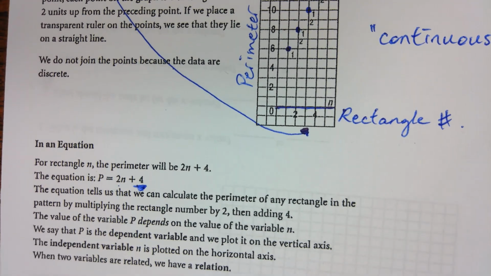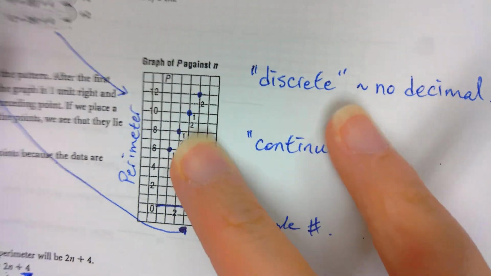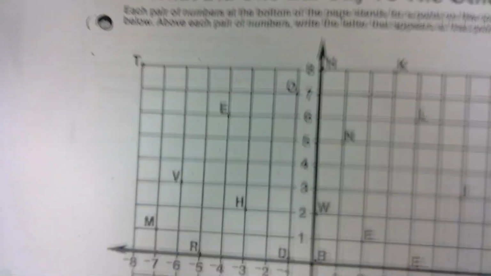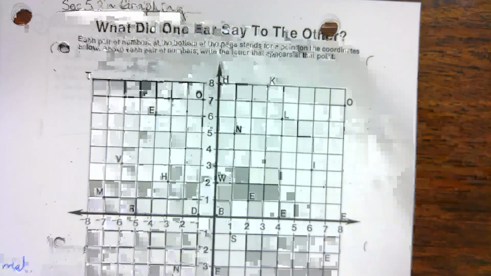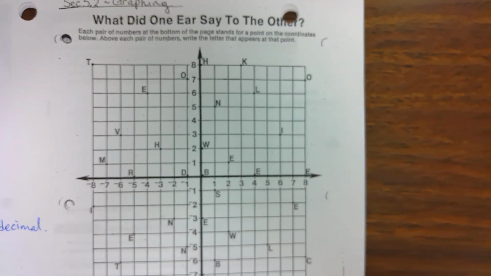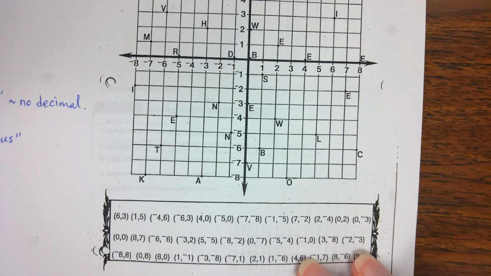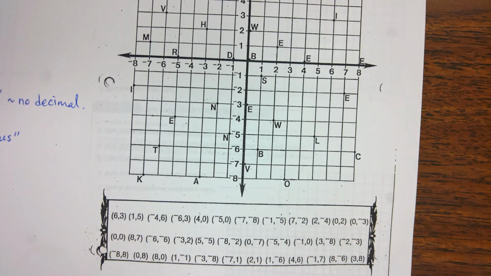Okay, so as I said, today we're going to focus on how to graph this. So here's a little math joke. What did one year say to the other? And if you want to figure out what they said, there's this secret passage right here.